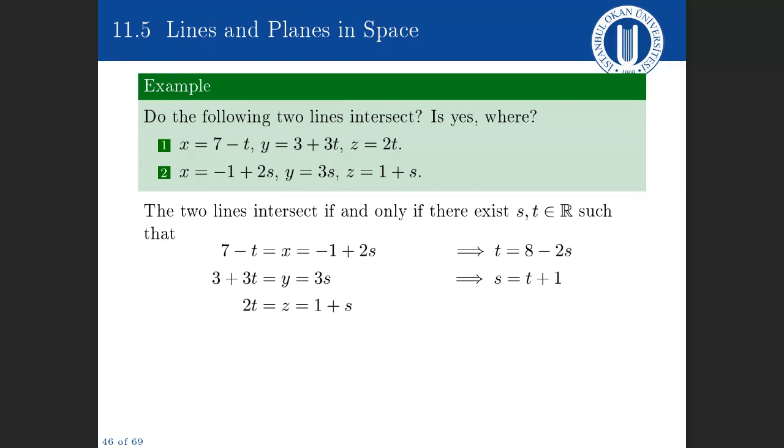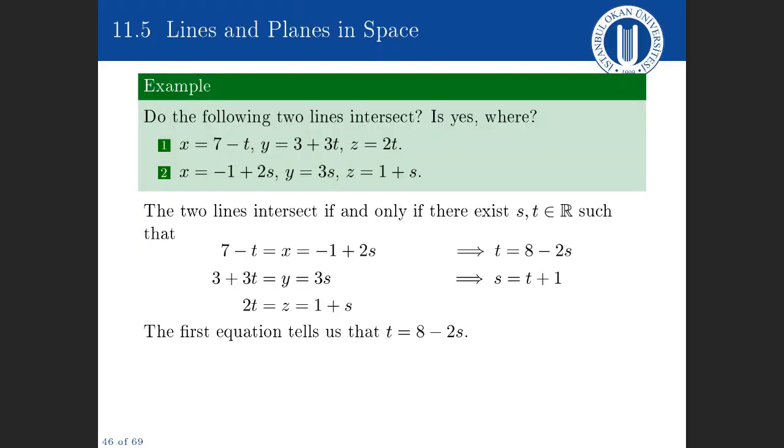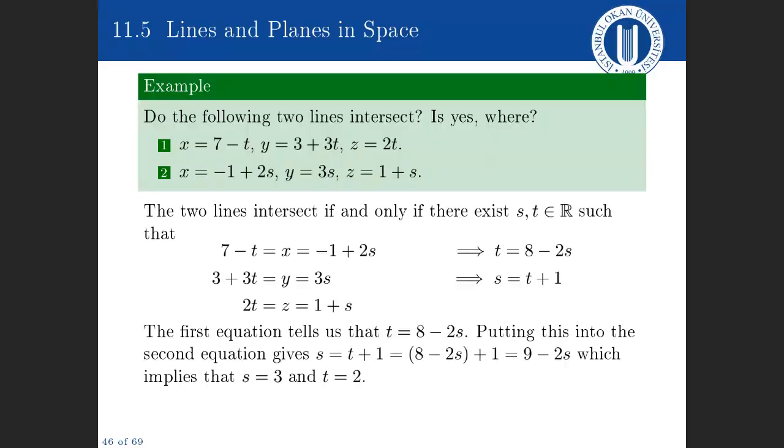And the second line tells us that s must be the same as t plus 1. Let's combine these two together. Putting t is equal to 8 minus 2s into the second line, into s is equal to t plus 1, we see that s must be the same as 9 minus 2s. And then we find that s must be 3 and t must be equal to 2.